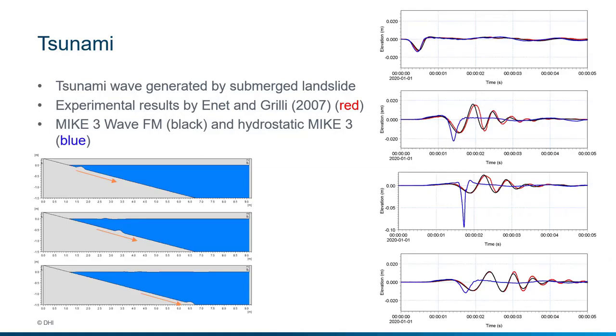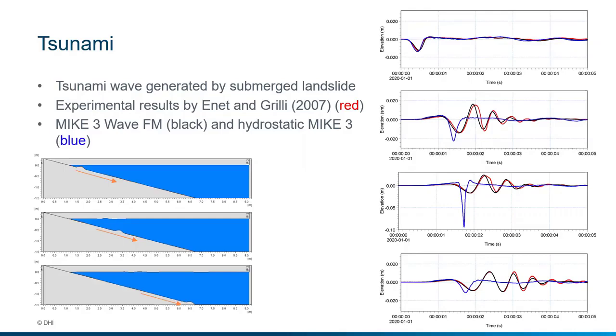And as we see to the right, we have the surface elevation going through with time as the submerged landslide slides downhill along the bottom. And we see the development of a wave. And we see that the MIKE 3, the blue model that has the hydrostatic assumption, fails quite miserably to capture the red surface elevation developed by this submerged landslide.